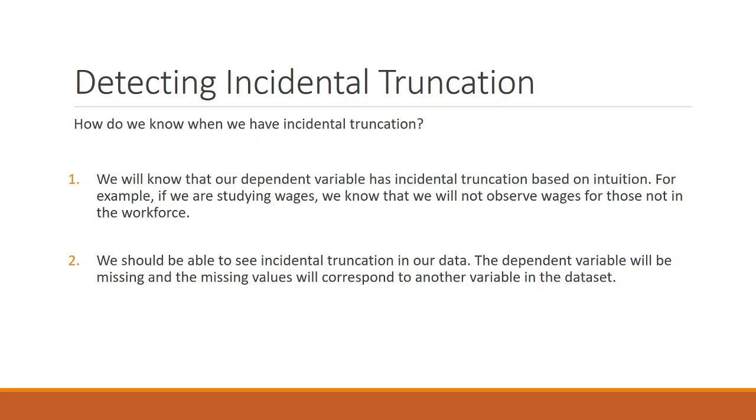All right, and then you might be able to see some evidence of it in your data set. You can look at your dependent variable in your data set and see if you have a bunch of missing values. And if you do, you can look to see whether or not those missing values depend on some other variable in the data set. Usually you can do that intuitively. Based on your intuition, you can think about the dependent variable and think about what the source of the incidental truncation might be. I'll give you an example when we do our demo at the end of the lecture.